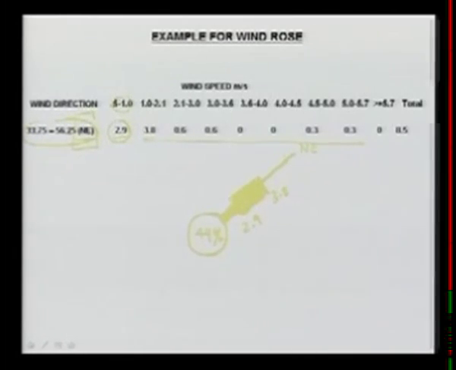After this again there's some little 0.6%, so a little strip of 0.6%. Then there's 0, I don't plot, and then again 0.3, so I can go here a little bit, 0.3%, and then again 0.3. So this I showed as an example only for one wind direction.